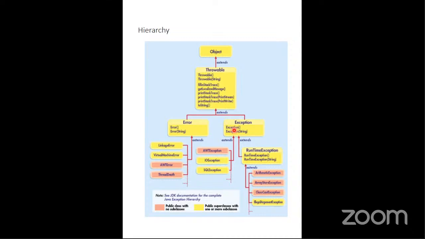So in order to support all this, Java has a rich set of predefined classes. The entire hierarchy can be seen here. Now this RuntimeException is a specific kind of exception. We'll look into more details of this. So this is the entire class hierarchy available for the exception handling mechanism, and we'll be mainly focusing on this part.